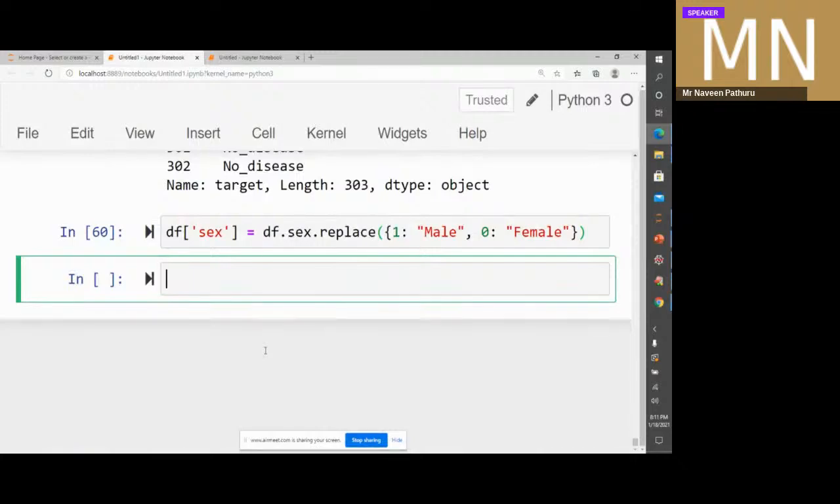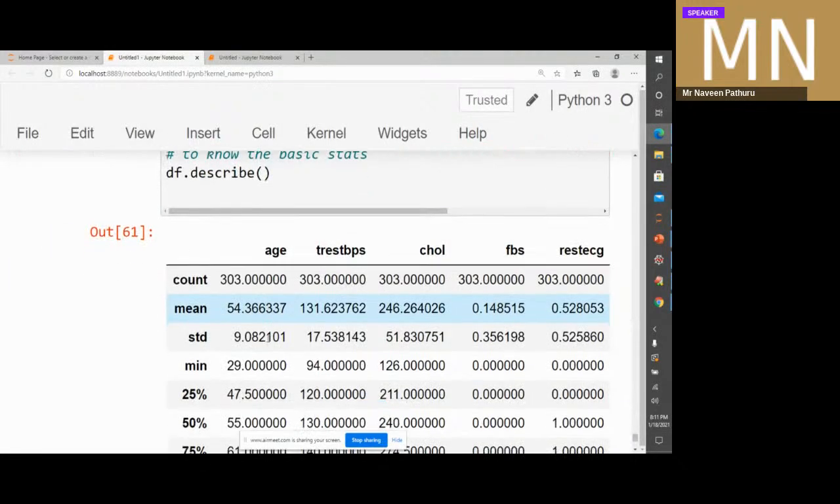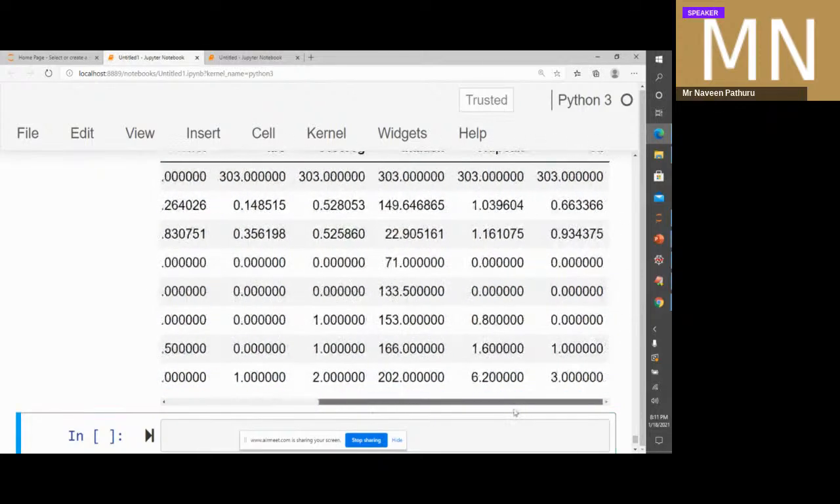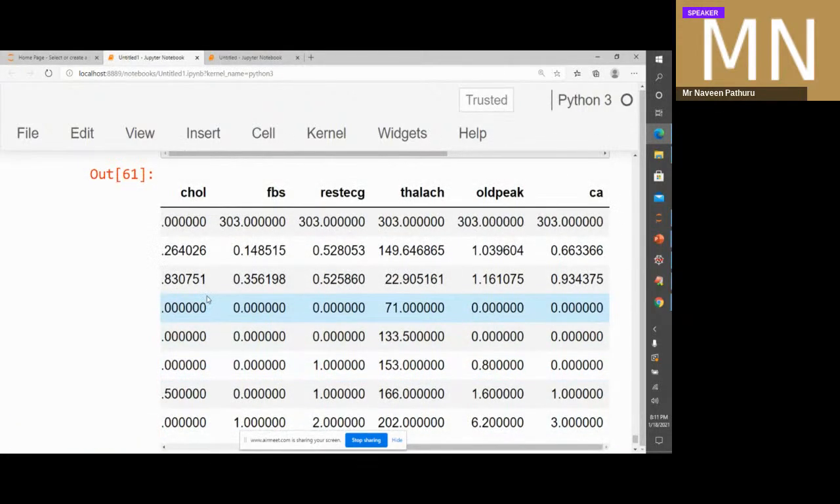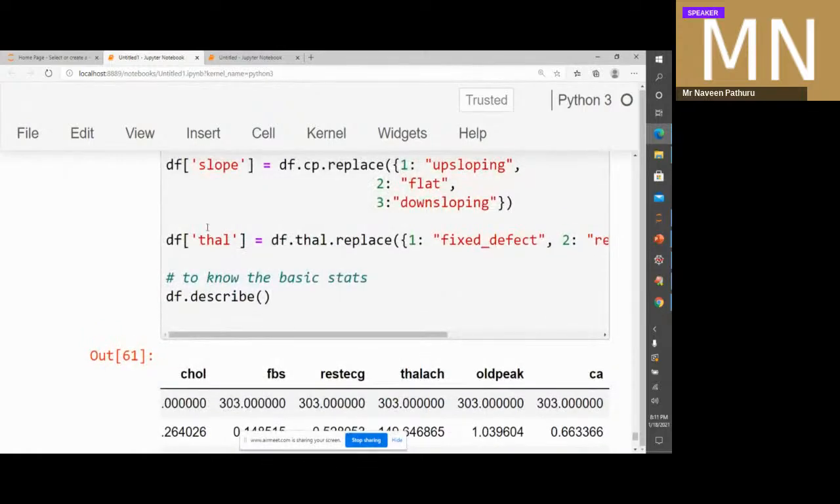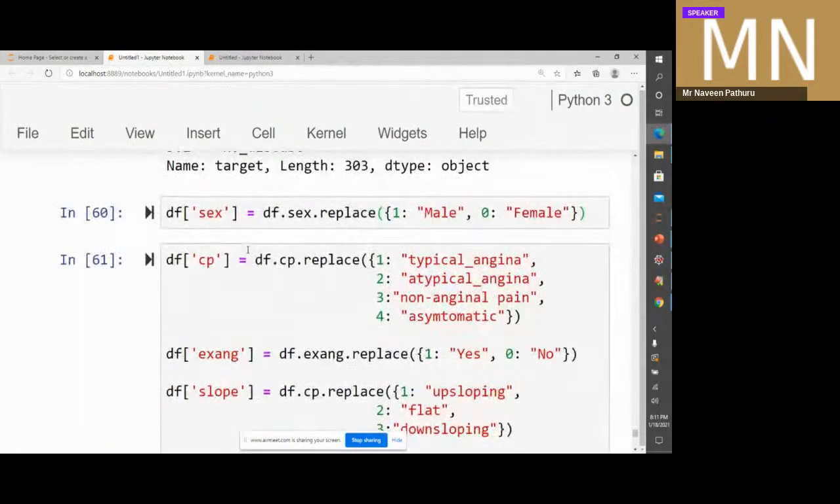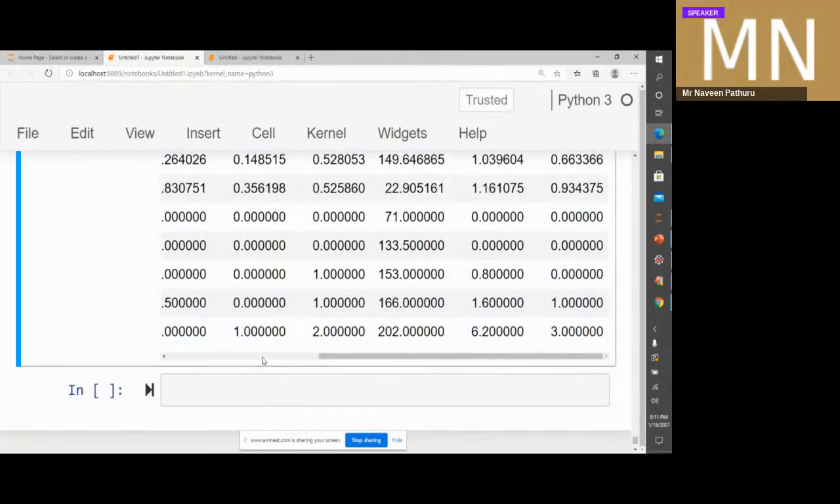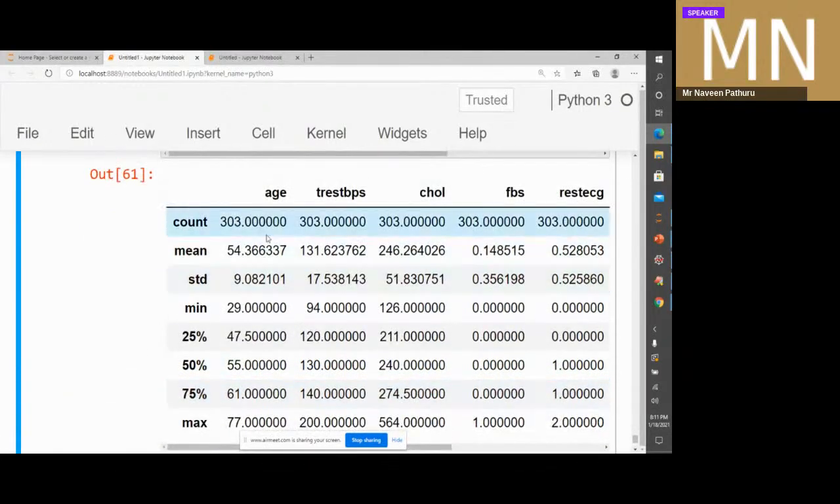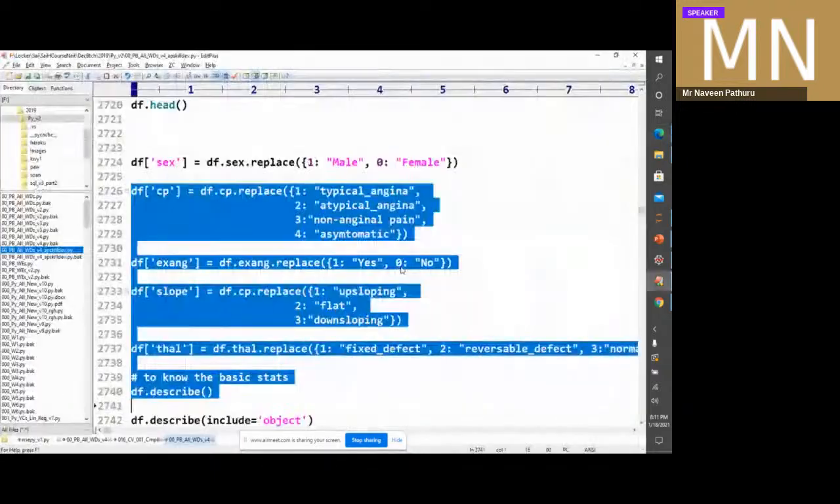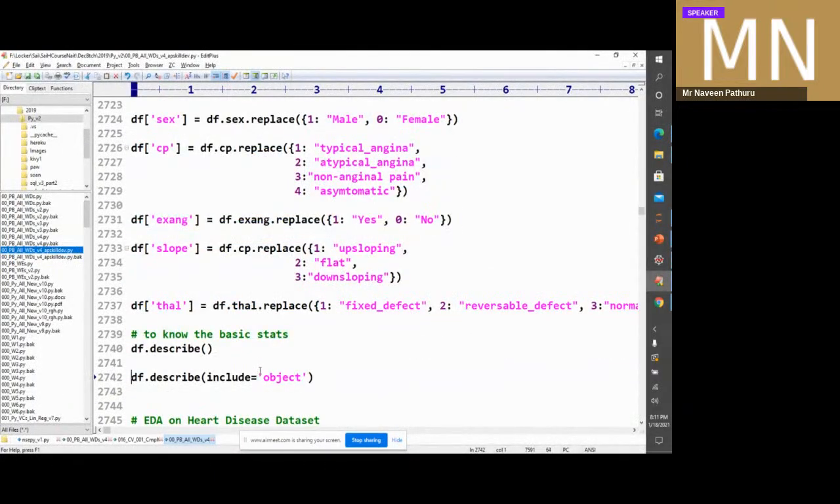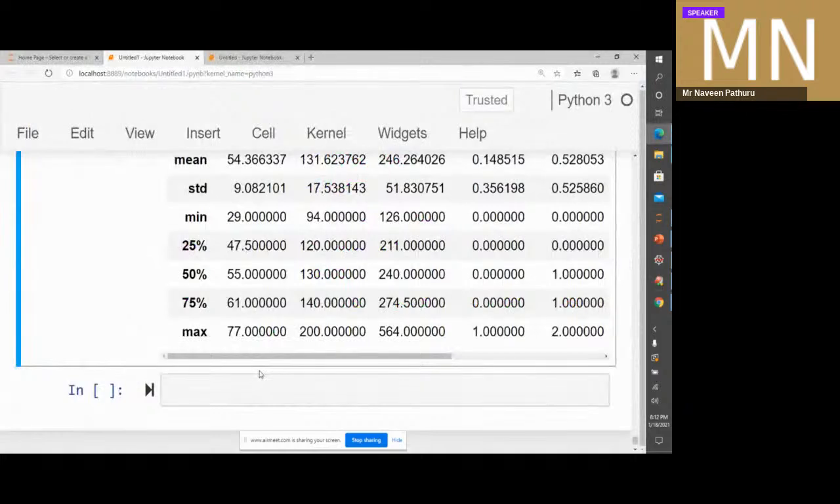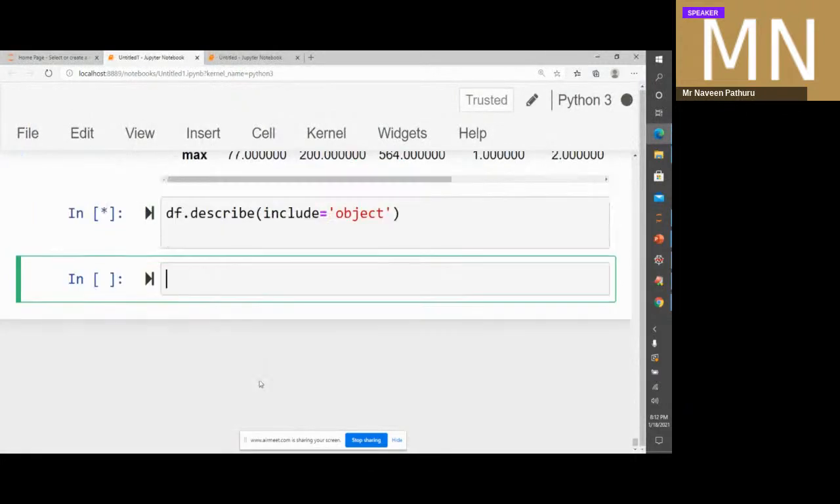categorical data. If we do a describe, notice it does not really show you any of these things. Sex, CP and things like that, it doesn't show. Why? These are all categorical, and it's only showing the numerical values. What we need to do is say include object. Describe gives you the basic statistics.